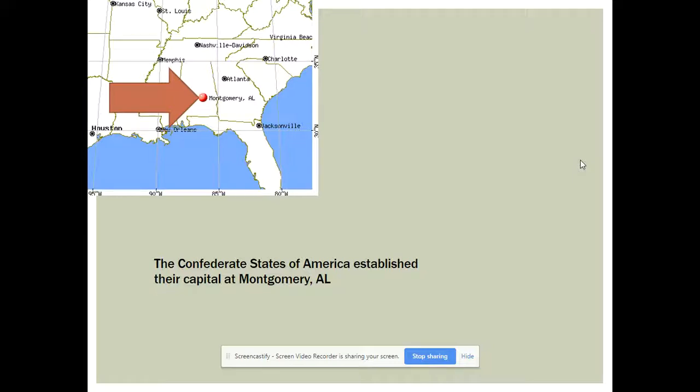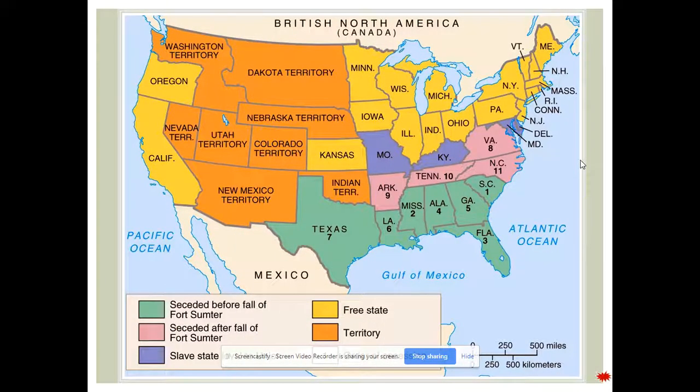So the first time when the original 7 states seceded, they created their capital at Montgomery, Alabama. Once Virginia, which was the largest southern state in terms of population and had one of the few industry centers in Richmond, joined the Confederacy, they moved the capital to Richmond, which was about 90 miles or so from DC. So it was very close to the Union capital. Anyway, Arkansas, Tennessee, North Carolina, Virginia are going to secede as well.